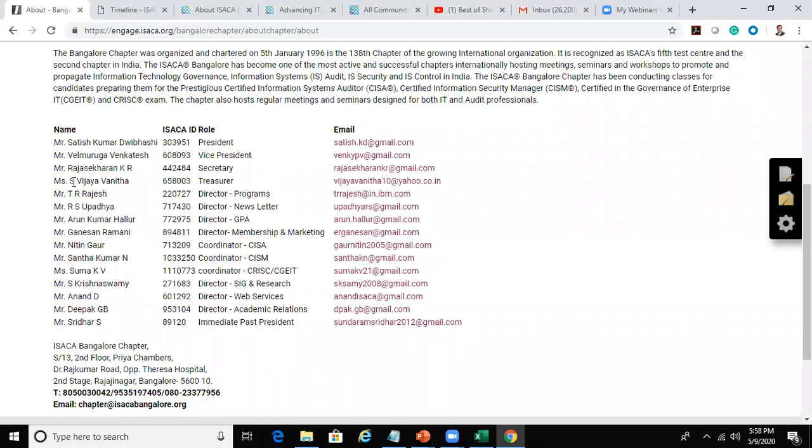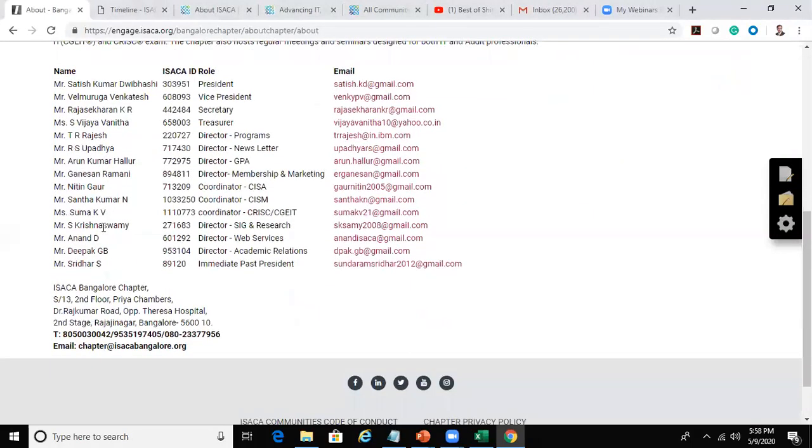So this is the board composition. Of course, all of them are very active. Ganesh Ramani comes from Shell. Nitin comes from Omega Healthcare. Again, I'm not skipping anyone, but Mr. Upadhyay comes from Syndicate Bank, of course today Canara Bank, and we have many more.